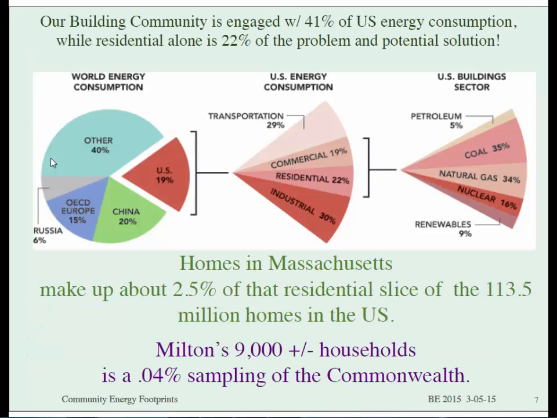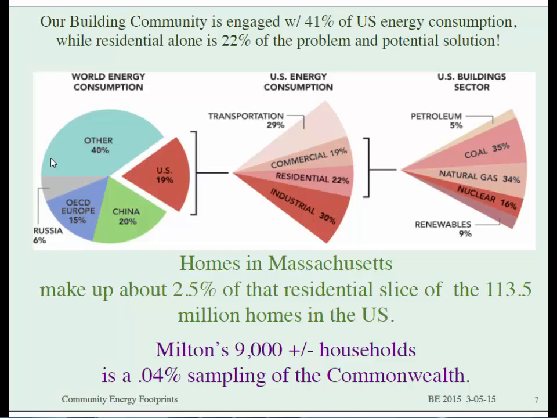So this is a pretty interesting graphic looking at the scope of the problem. For us as architects, builders, and building professionals, we're engaged with about 41% of the energy consumption patterns of this country, probably internationally too, it might be a little more or less, and residential alone is 22% of the problem and the potential solution. Homes in Massachusetts make up about 2.5% of the residential slice of the 113 million homes in the country. And Milton is just a tiny town. We'll be talking about 9,000 households, just that tiny sampling of the Commonwealth.